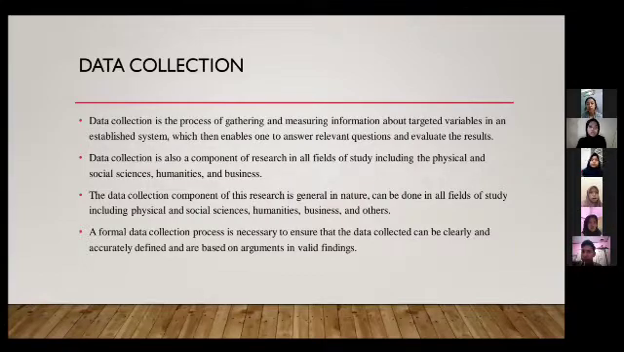A formal data collection process is necessary to ensure that the data collected can be clearly and accurately defined and are based on argument in valid findings. This process provides basic information to measure and target what to improve.